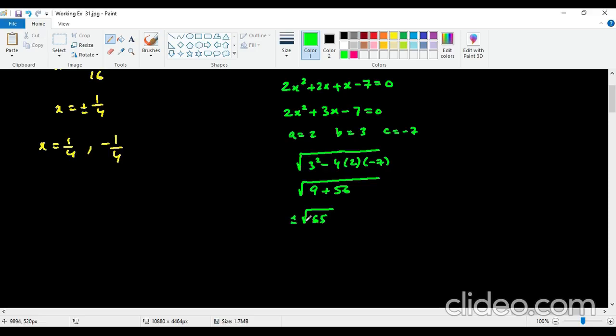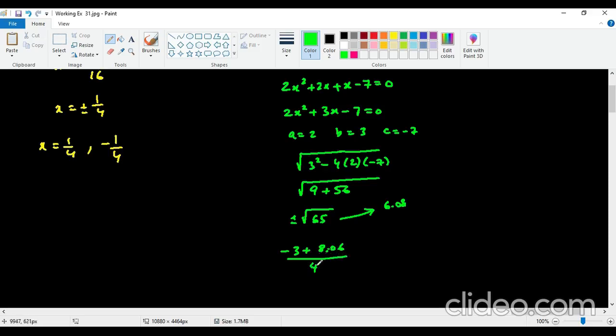The value of root 65 is around 8.06, and this time it's going to be minus 3 because of b, and plus 8.06, divided by 2 times a, a is 2, so that means 4 is going to come here.